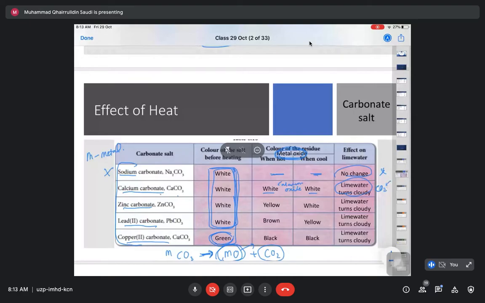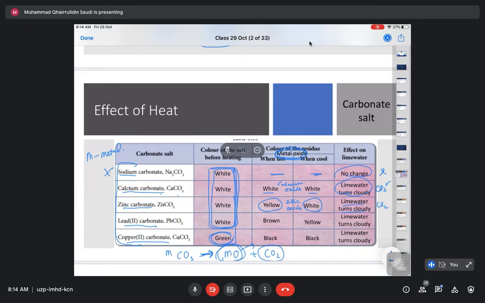Okay, zinc carbonate bila jadi metal oxide, apa nama metal oxide dia? Zinc oxide. Good, zinc oxide. So zinc oxide bila dipanas warna dia yellow. Bila dia cool warna dia white. Lime water turns cloudy, maksudnya ada carbon dioxide gas.